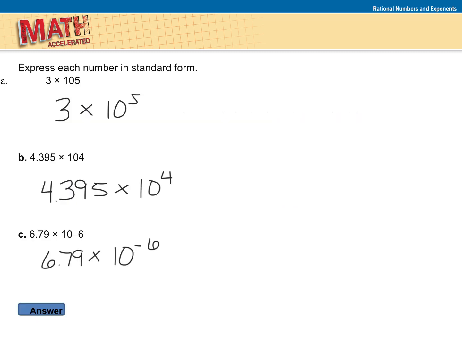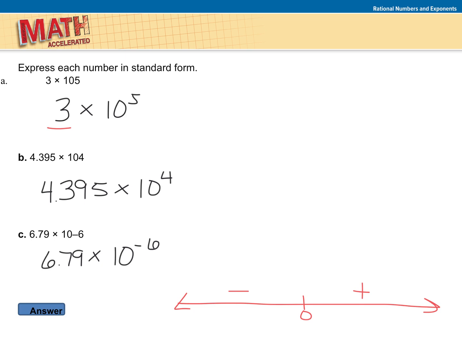You guys try these next 3. Remember, keep in mind this number line. Think of your exponents. If it's negative, go to the left. If it's positive, go to the right. On A, start with writing this number as a decimal.